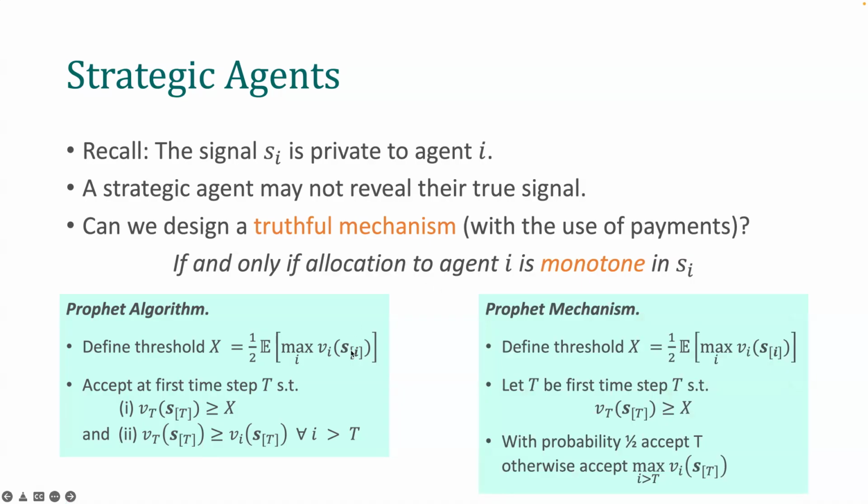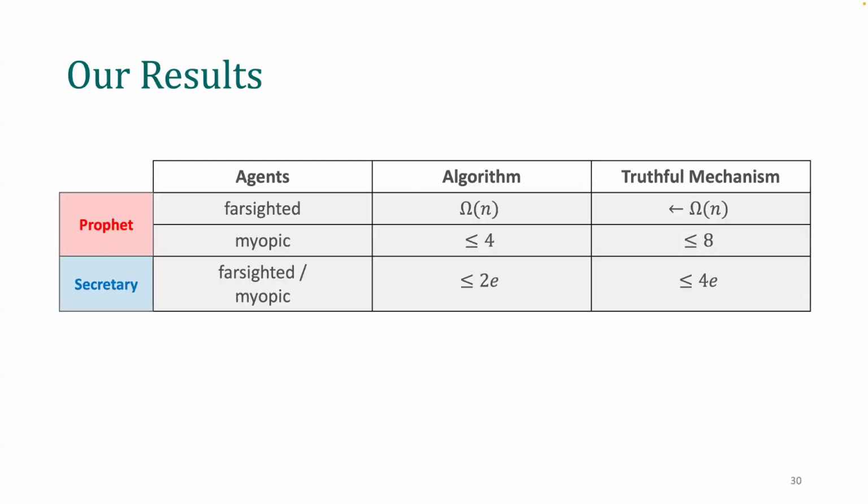So we are going to slightly modify the algorithm to say, let T be the first time that I beat the threshold. And with probability half, I just stop. That's it. And then with probability half, I'm rejected and you just now use my signal ST to figure out who has the highest value in the future and assign it to them. And this makes the algorithm actually monotone, and hence we can come up with truthful payments to implement this truthfully.